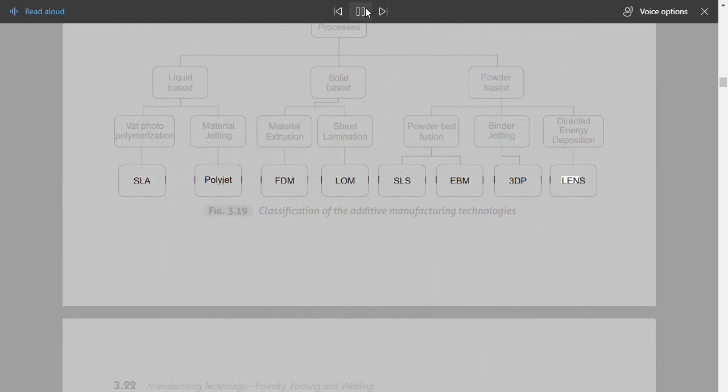SLA, SLS, EBM, LENS, FDM, 3DP. Sheet lamination, material jetting, powder bed fusion, binder jetting, material extrusion, directed energy deposition, vat photopolymerization. PolyJet. Fig. 3.19 Classification of the additive manufacturing technologies. 3.22 Manufacturing technology: foundry, forming and welding.